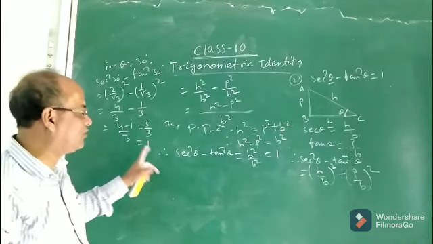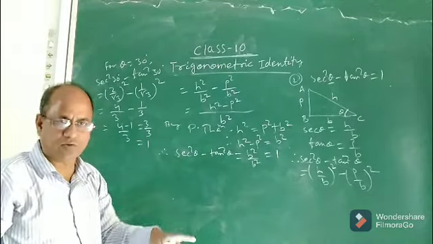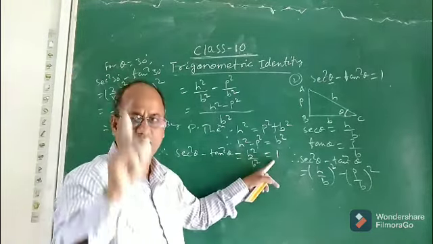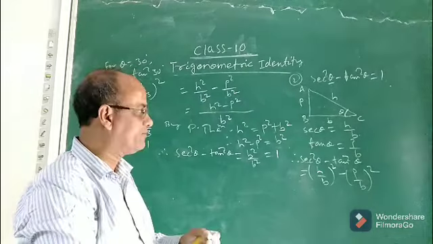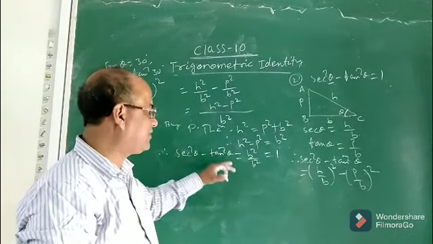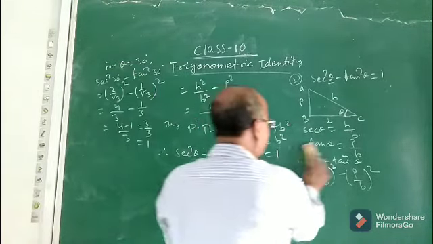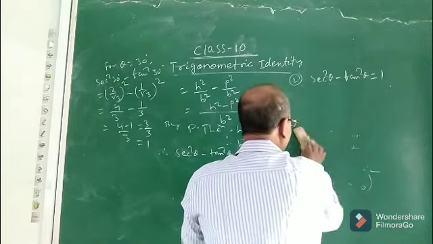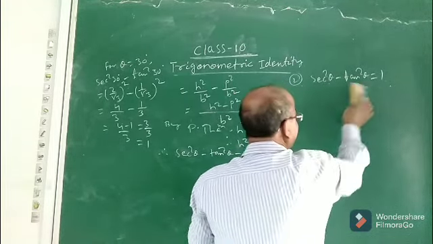So you can assign any value to theta, and this identity will be true. Sec square theta minus tan square theta will always be equal to 1. Okay. So this is the second identity. Now, if this is the second identity, what are the sub-identities? Let us see what are the sub-identities of this.